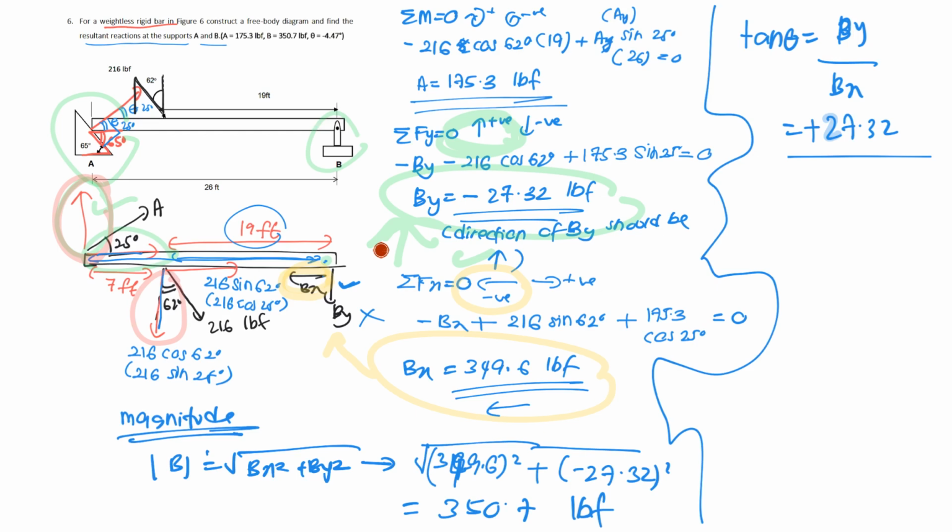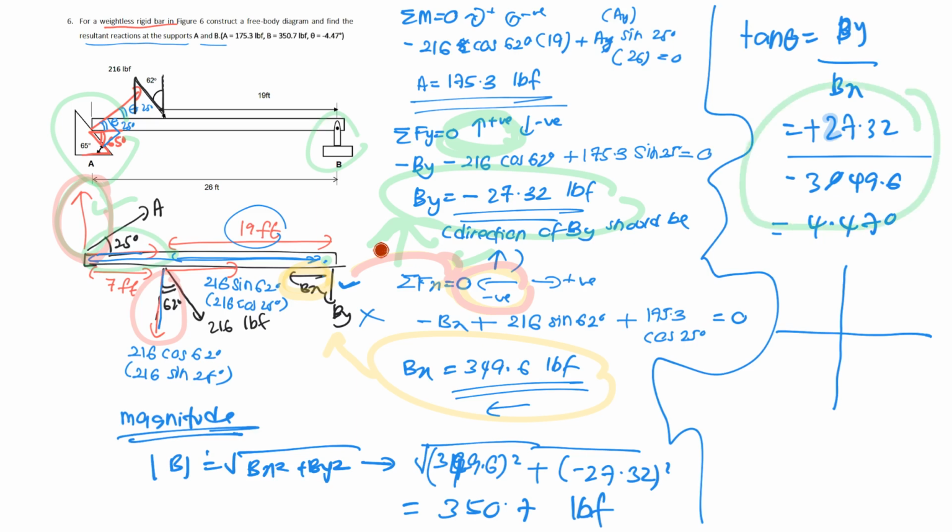But left here I put as a negative. Left here I put as a negative, so I'm going to put negative over there. So it's going to be negative 349.6. Okay, you don't have to put negative and positive in your answer, just put the number only. Okay, 27.32 divided by 349.6, so take the tangent inverse and you are going to get 4.47 degrees.